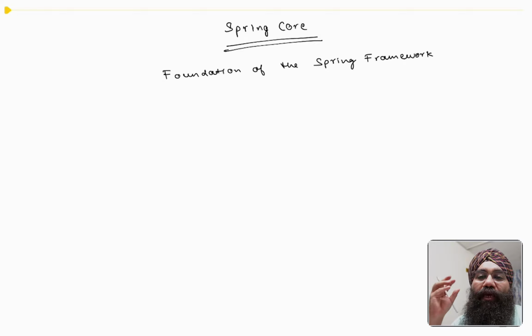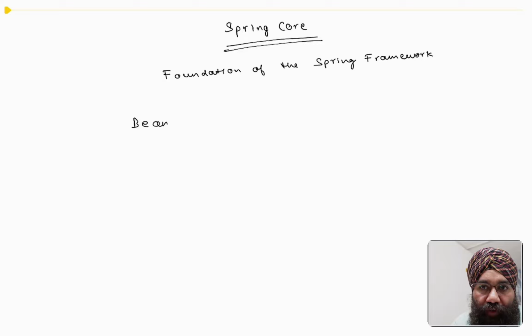It contains many essential components without which the Spring framework will not be able to function at all. Okay, so let's see what these components are. First of all is the bean. We have already seen that whenever we create an object, we need to create a bean in the Spring framework. We can get the bean using the application context.